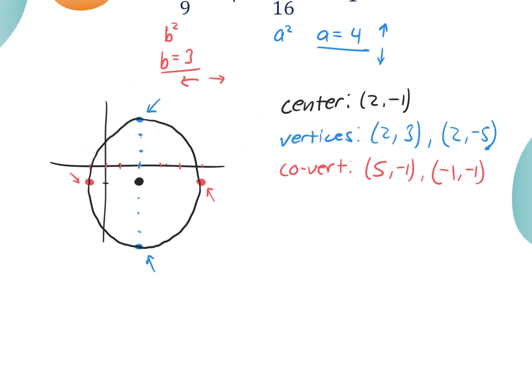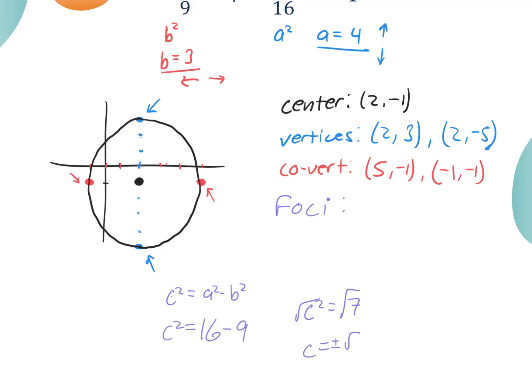All right, now we find our foci. And your foci you get from using that little formula. C squared equals a squared minus b squared. A squared is the bigger number, so 16. B squared is the smaller number, so 9. So we get c squared equals 16 minus 9. So c squared is 7. Square root both sides, I get plus minus the square root of 7.